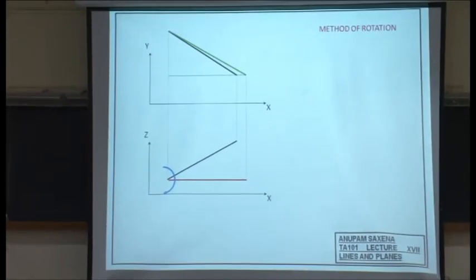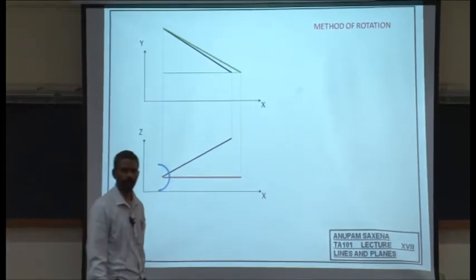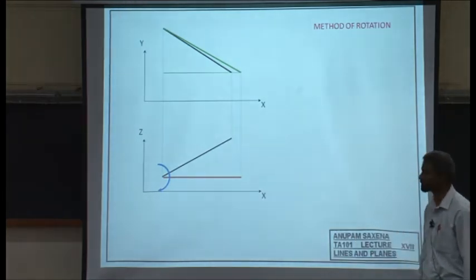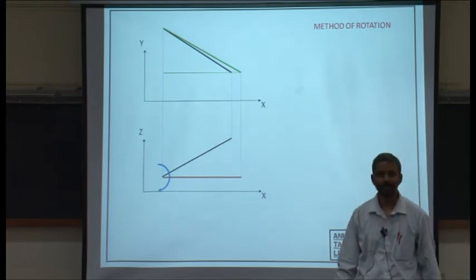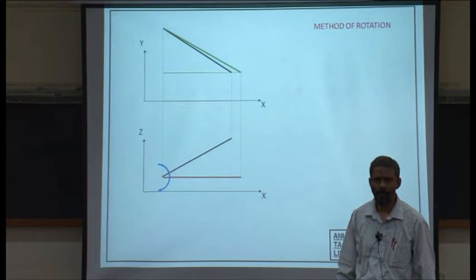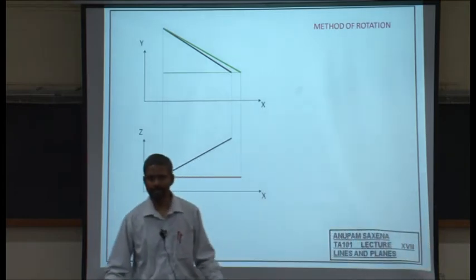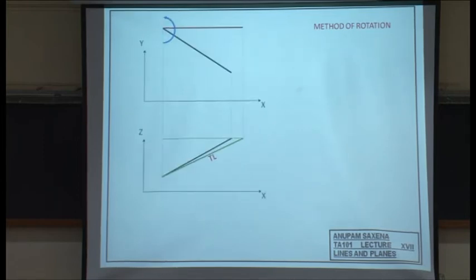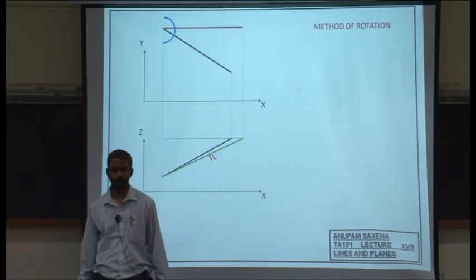We are using both planes for our view. In that example, the line becomes parallel to the horizontal plane. That is the reason why you get the true length of that line in the horizontal plane. In the previous example, the line becomes parallel to the front plane. That is the reason why you get the line in true length in the front plane.